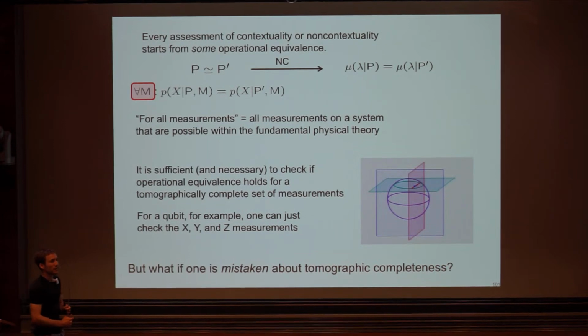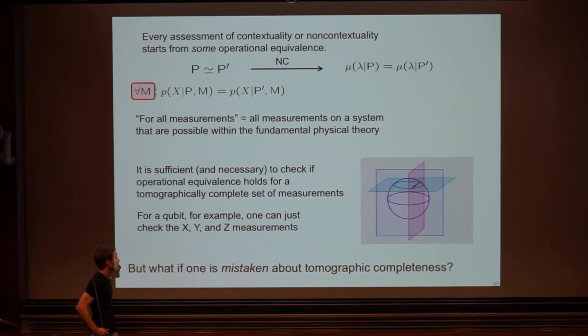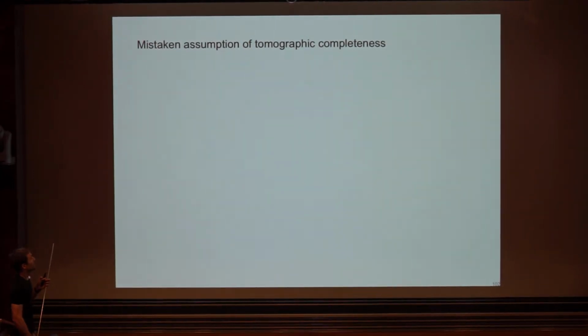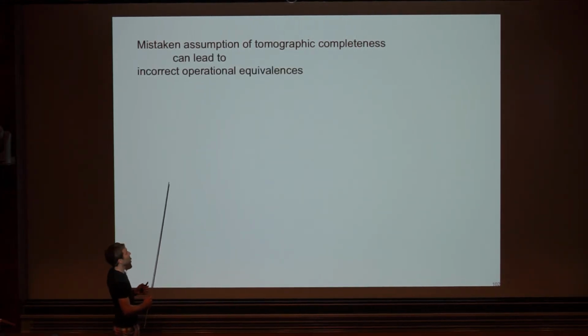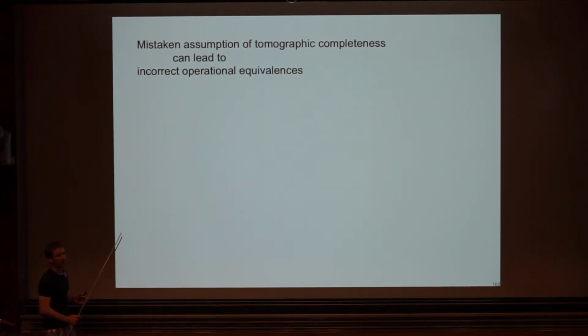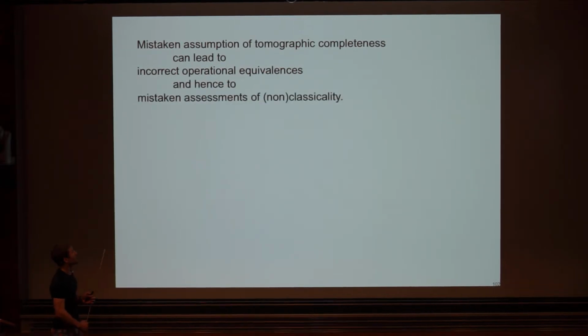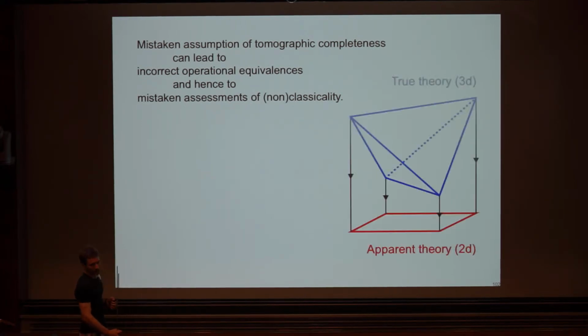But what if you're mistaken about what the theory of the world is? We don't want to assume quantum theory. And so how can you ever know that you've really tested all possible measurements and that tomorrow somebody won't find a measurement which breaks your operational equivalences? So in other words, a mistaken assumption about what the tomographically complete measurements are can lead to incorrect assumptions about what the operational equivalences are, which can then in turn lead to mistaken assessments of non-classicality. So this is a kind of loophole, if you like. And so we need to think about what we can say to deal with this loophole.